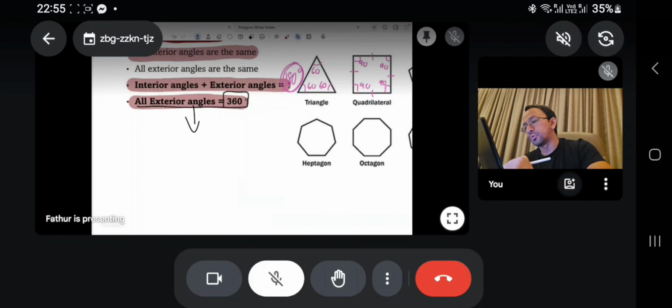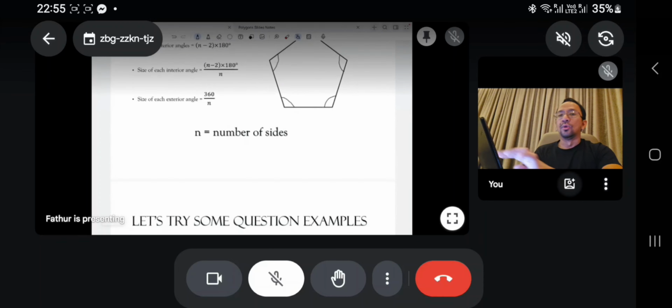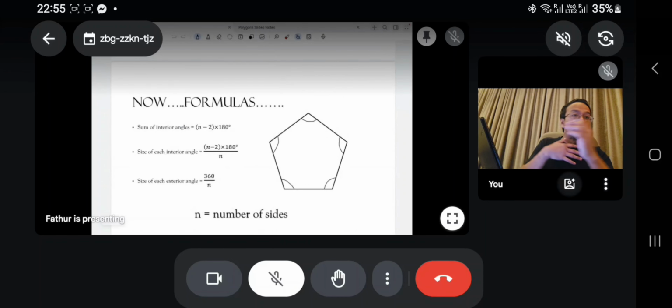So all the exterior angles, regardless of the number of sides, the polygon can have three sides, or can have 30 million sides, and the total exterior will still be equal to 360 degrees. So these are the concepts that you all have to know. Now let's talk about the formulas.